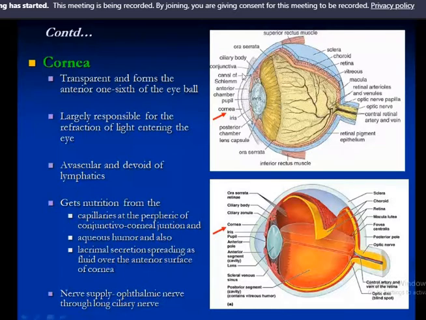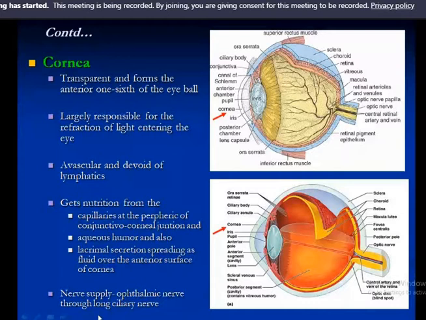Now, what is the nerve supply of the cornea? It is mainly supplied by the ophthalmic nerve through the long ciliary nerve. You know the division of the ophthalmic nerve. Last time I taught you about the three branches of the ophthalmic nerve: lacrimal, nasociliary, and frontal. This long ciliary nerve is the branch of the nasociliary nerve. This is the nerve supply.